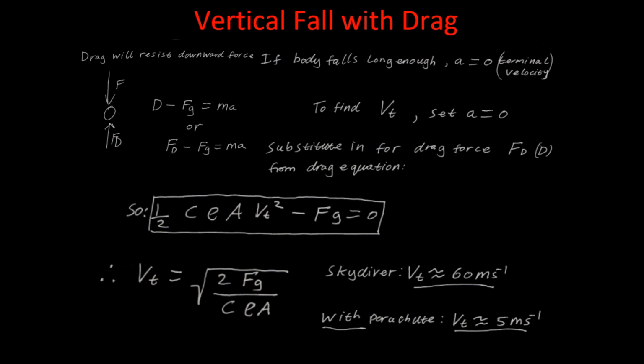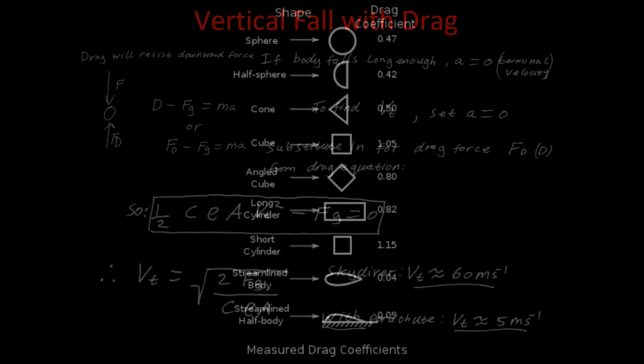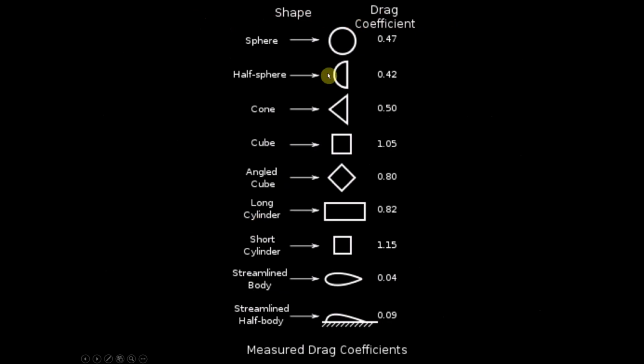Now the extra drag added by opening a parachute will take the terminal velocity to 5 meters per second. Very useful in stopping you hitting the ground and severely injuring yourself. Now the complication in these particular calculations, and why we didn't work it into any one of our varied problems, is because the drag coefficient is dependent on shape as well as the cross-sectional area.